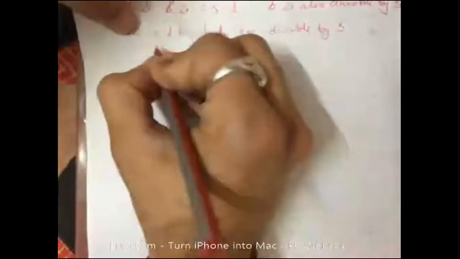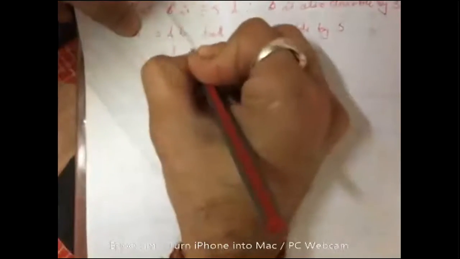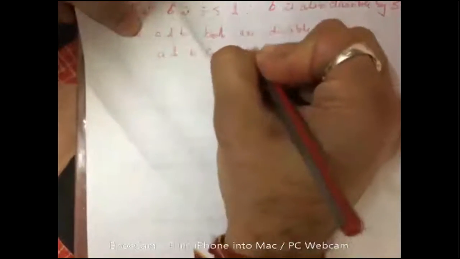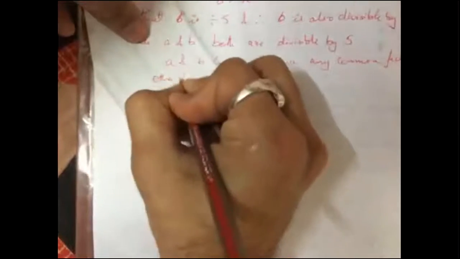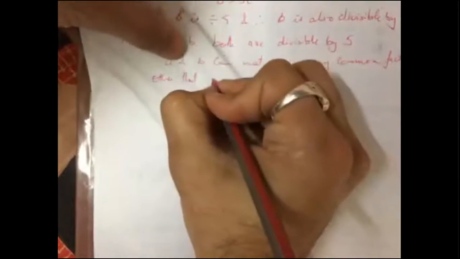a and b cannot have any common factor other than 1. So this contradicts our assumption. Hence, root 5 is an irrational number. Is it clear? Okay. Sir, I got it. Okay, very good.